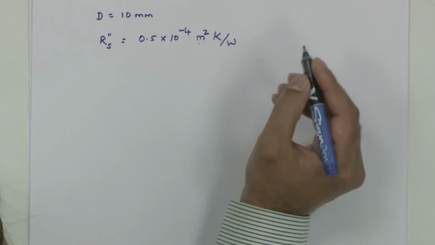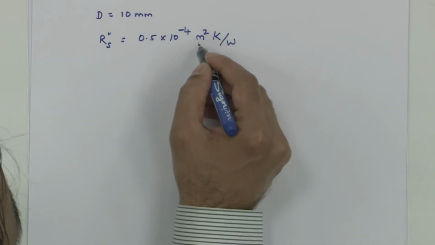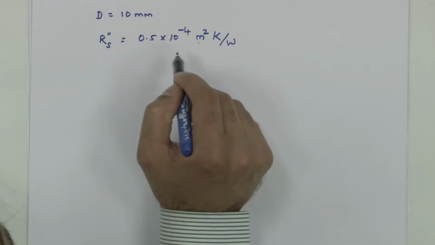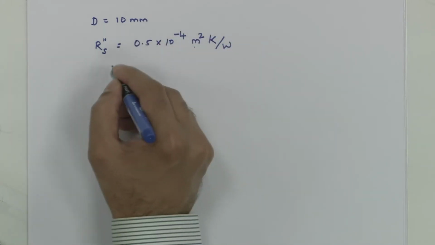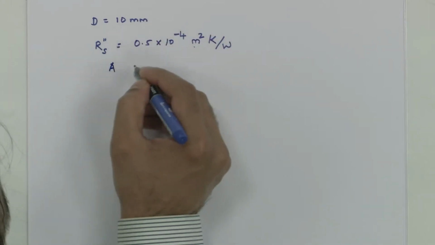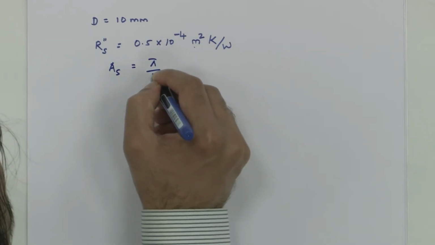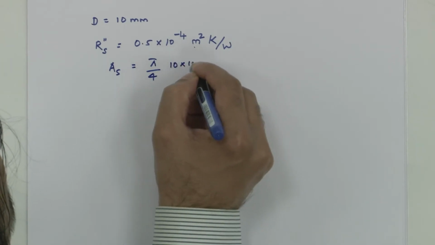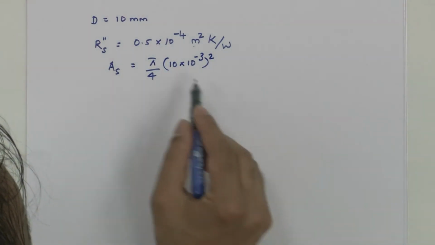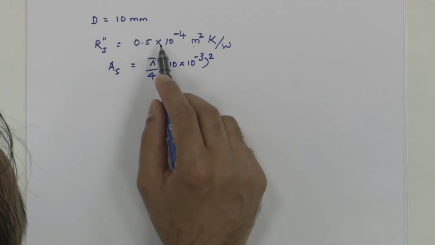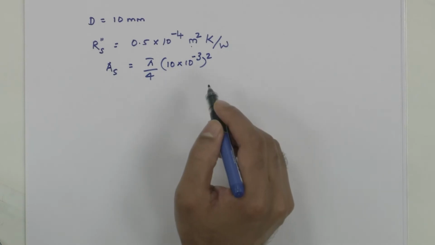This meter square Kelvin per watt helps us to use the same epoxy joint resistance for any area, and in this case the area, being pi d square by 4, is the area of the heat source. This gives us the required surface area, and if we divide this specific resistance by this area, then one obtains the resistance of the epoxy joint.